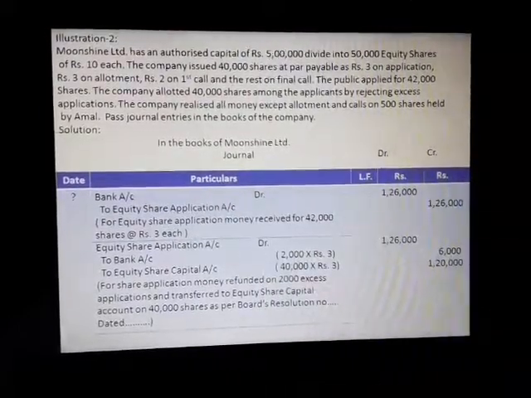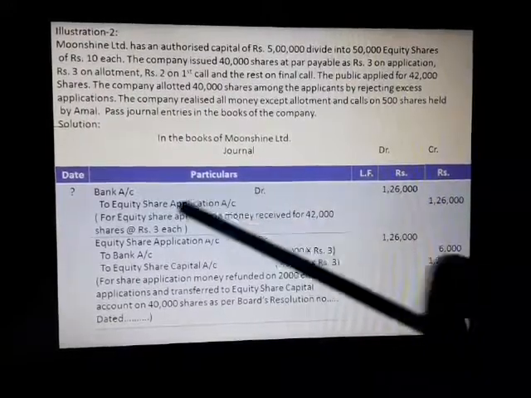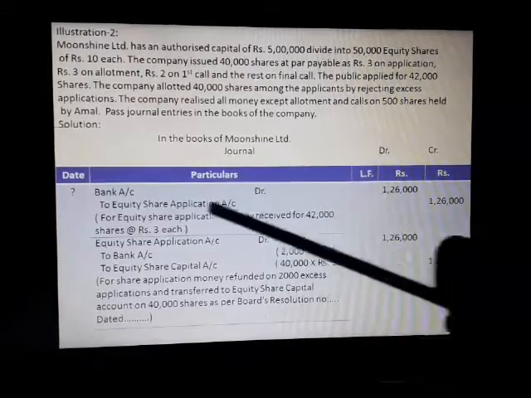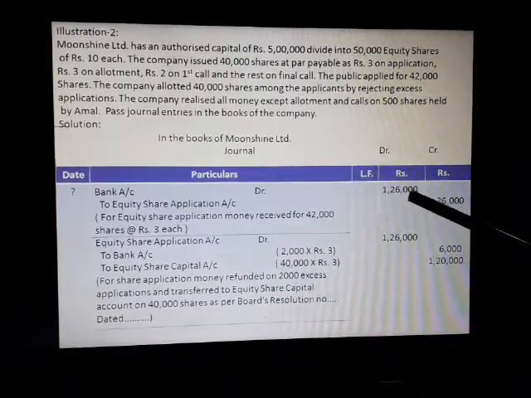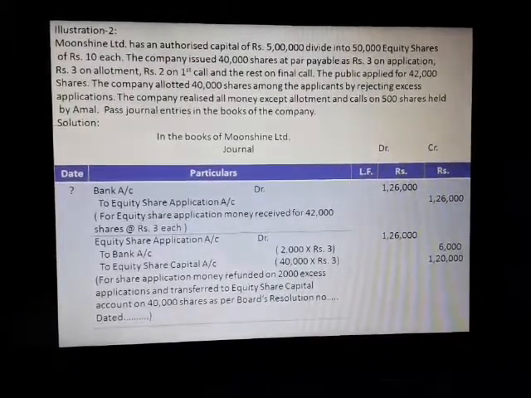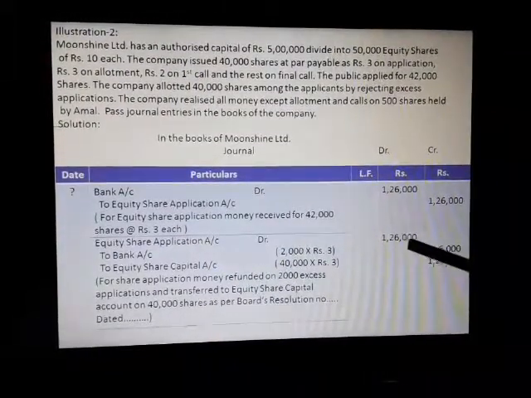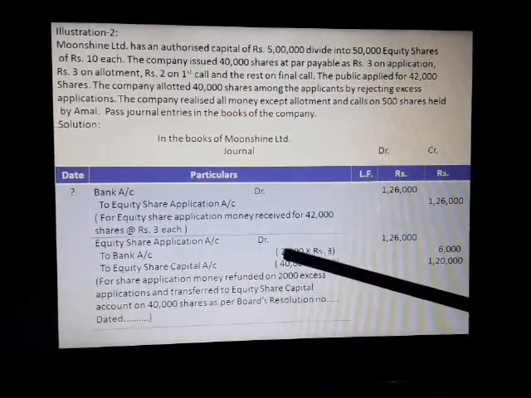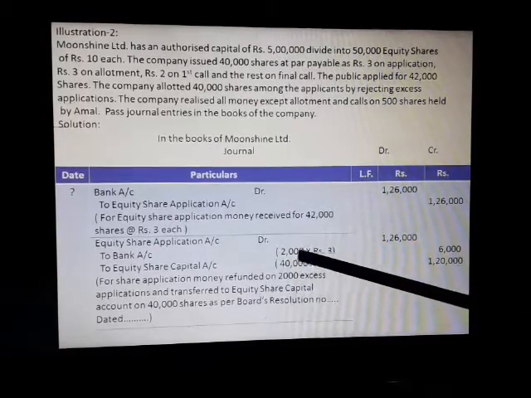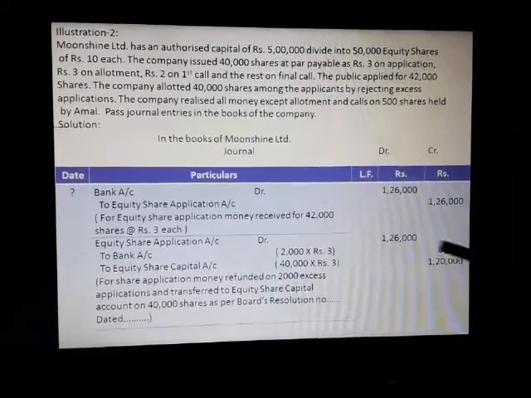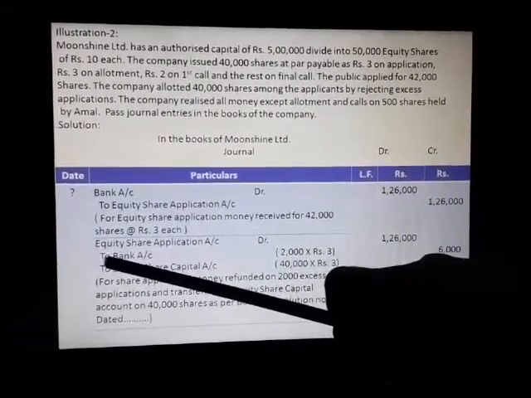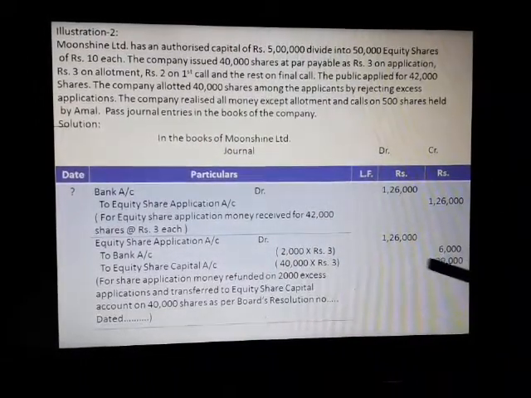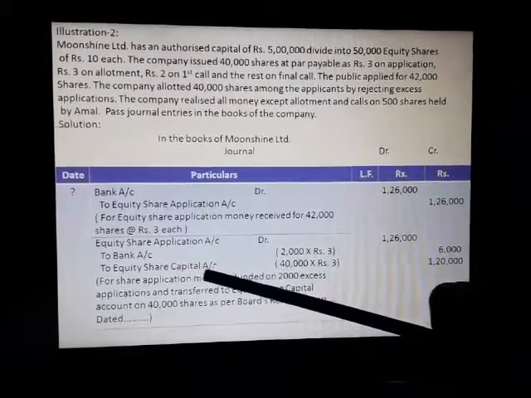So come to the solution in the books of Moonshine Limited journal. Now application received 42,000 at the rate rupees 3 each. Bank account debit to equity share application 1,26,000. Now equity share application account debit 1,26,000. Now out of which application money in respect of 2,000 applications refunded. So 2,000 into 3, 6,000 refunded. That's why bank account credited, and the balance 40,000 into rupees 3, 1,20,000 transferred to equity share capital account.